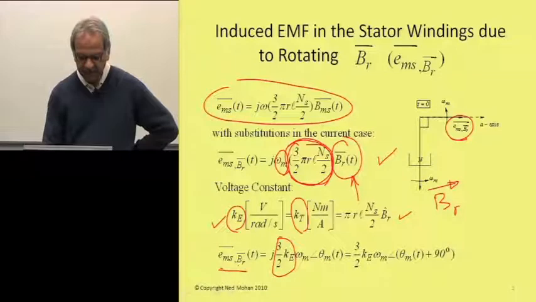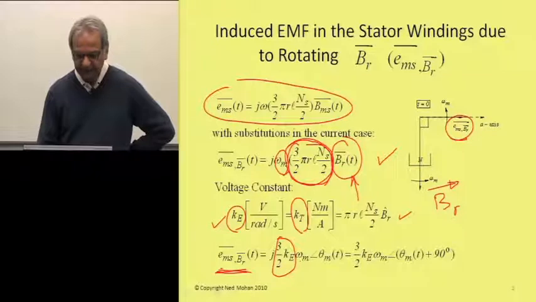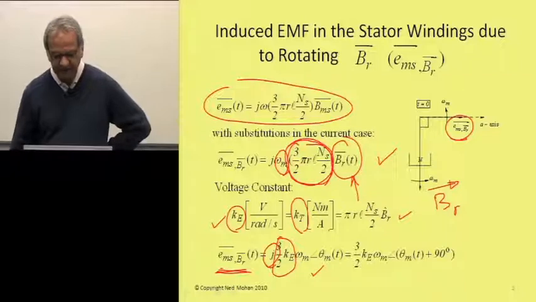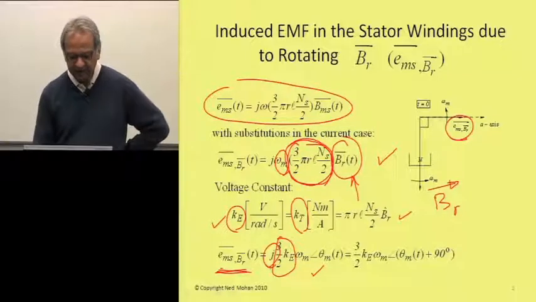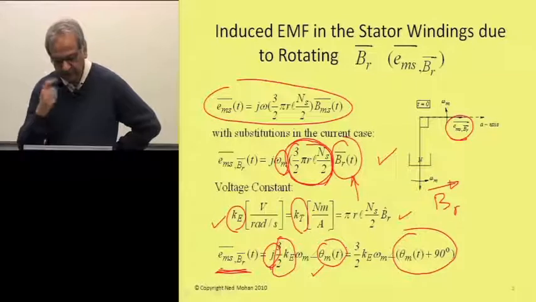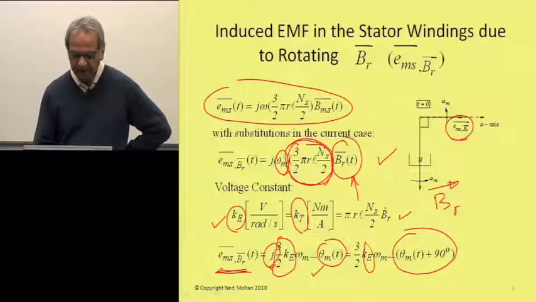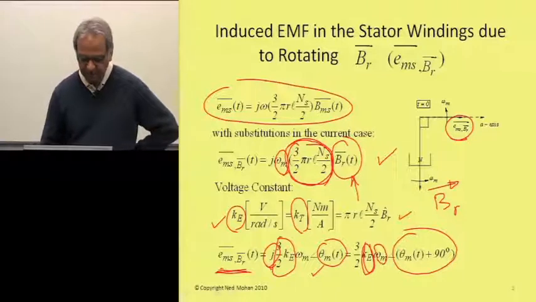this induced voltage space vector is given by this, and if you recognize J as being 90 degrees, we can take this J and instead of having just theta sub m here, we can make it theta sub m plus 90 degrees over here. So bottom line is that this induced EMF in the stator windings due to the permanent magnets on the rotor are related by the voltage constant and the speed of rotation here. Okay.